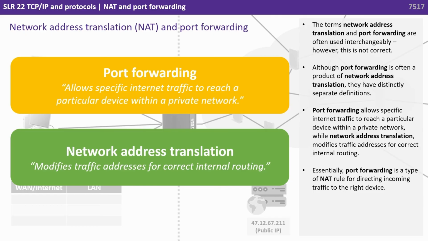Port forwarding allows specific internet traffic to reach a particular device within a private network, while Network Address Translation modifies traffic addresses for correct internal routing. Essentially, port forwarding is a type of NAT rule for directing incoming traffic to the right device.